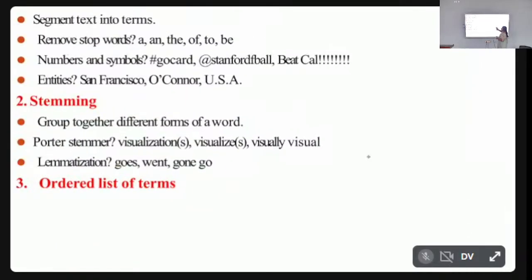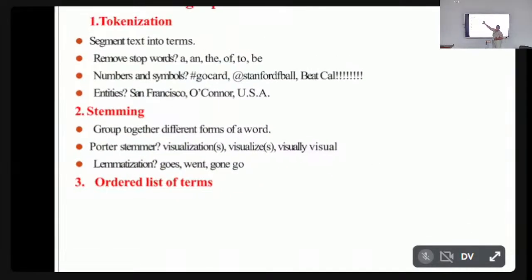So first, what are you doing here? Tokenization means segmenting text into the form of terms, right? You are removing some stop words. What are the different stop words? You have a, an, the, of, all these things, right? Next, numbers and symbols are removed. Next, unrequired commas, full stops or punctuation marks are removed from the data. Clear? The second one is stemming.